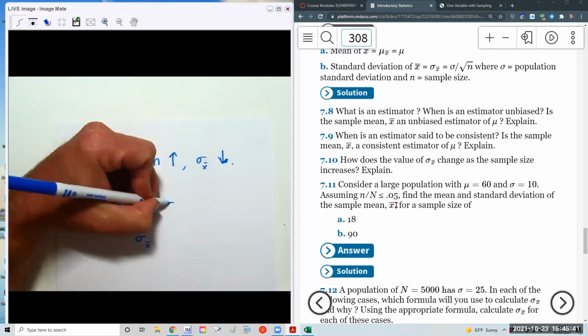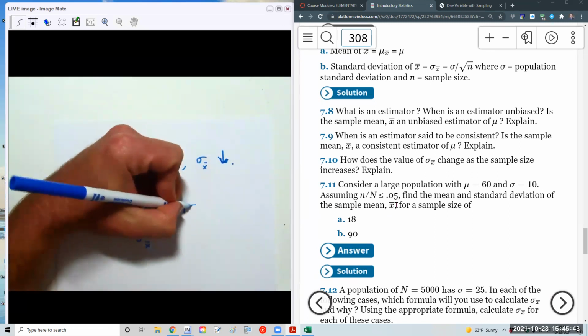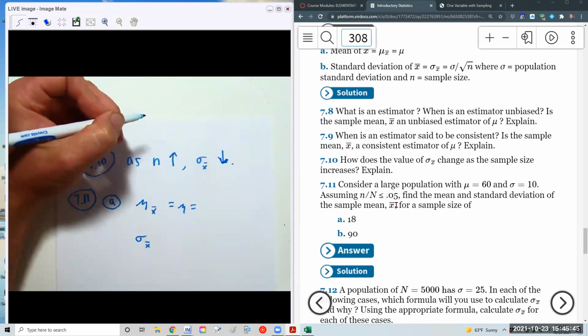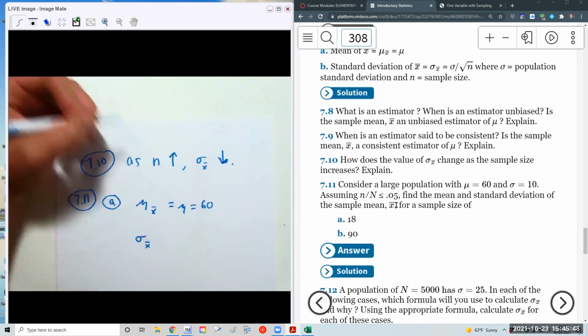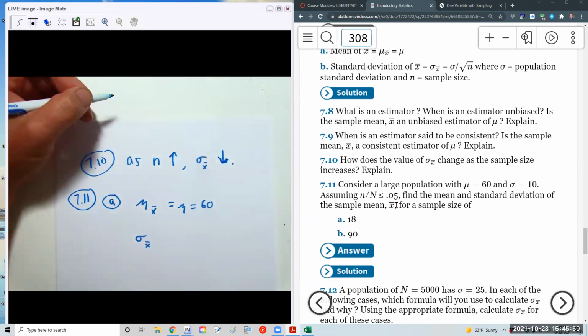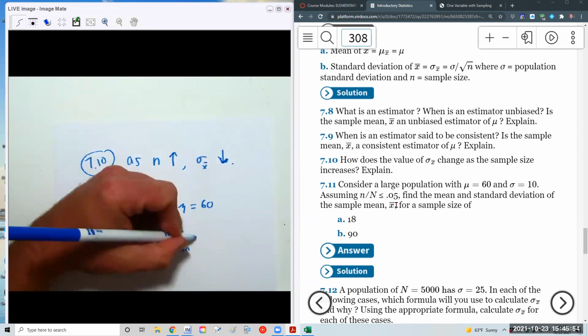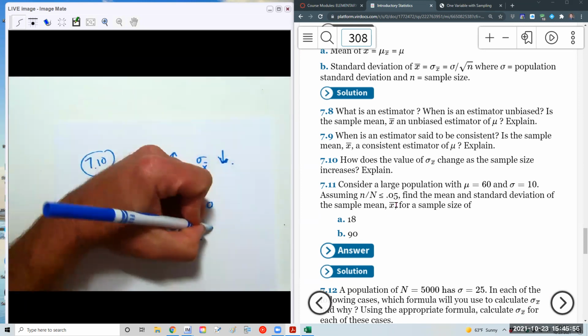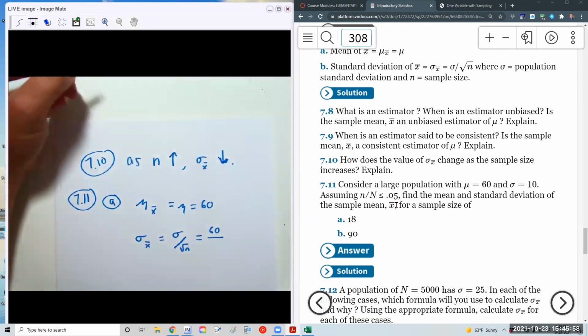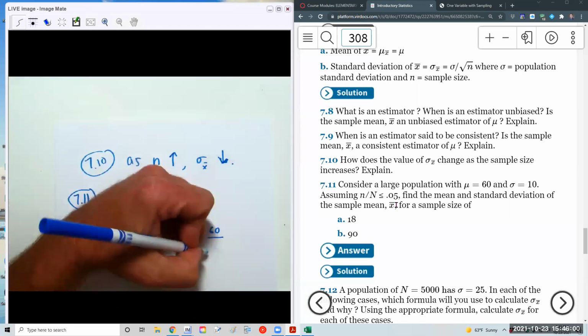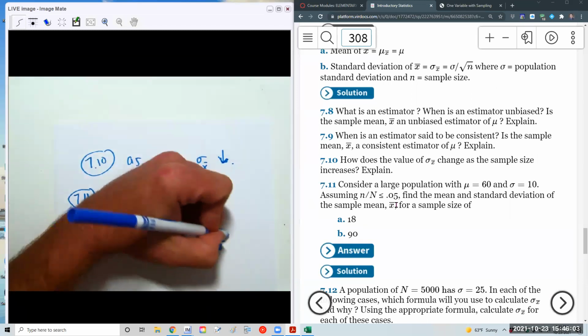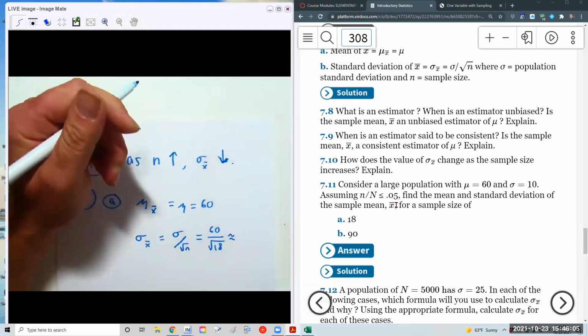Anyways, mu sub x bar we know is going to be equal to mu, and so that's going to be equal to the given value of 60. And sigma sub x bar is going to be equal to sigma over the square root of n. So in that case, it's going to be 10 divided by, in part A, n is 18, so divided by the square root of 18. And this is about how much?